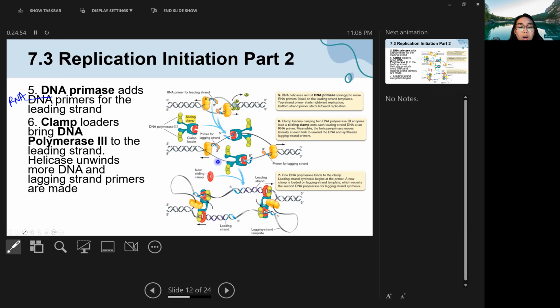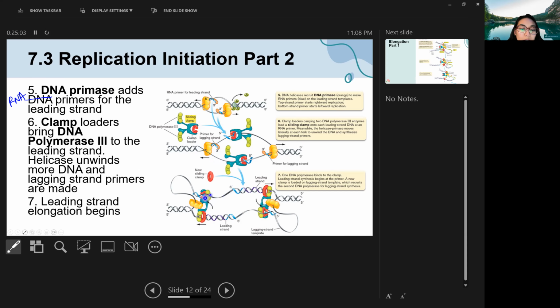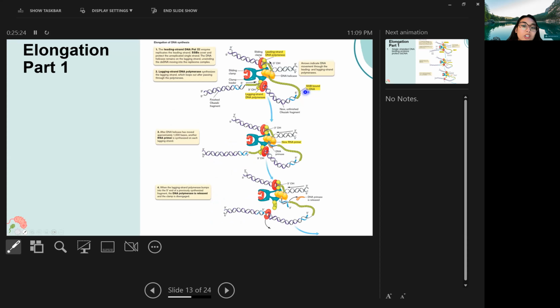Now that we have both primers, leading strand primer and lagging strand primer, we're going to start actual DNA replication. The leading strand is the one that begins. The lagging strand is lagging, so it's going to take a second. But the leading strand begins polymerizing, or being replicated, almost immediately. So that's initiation. Then we have actual elongation.